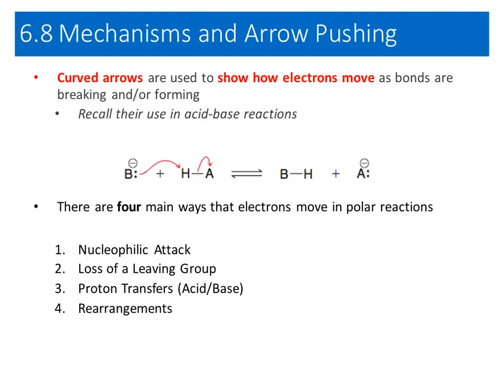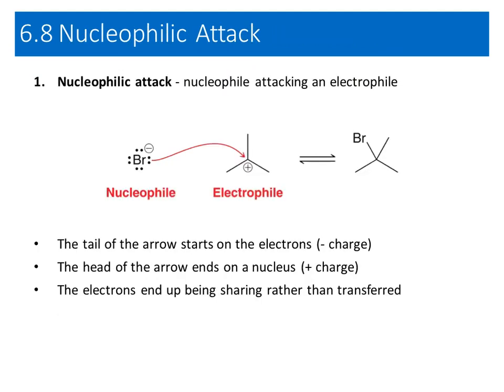Mechanisms again. We show how a reaction takes place using curved arrows, and we show the flow of electrons using those arrows. We used such a thing before in acid and base reactions. We are going to complete our knowledge about the arrow pushing process in this part. There are 4 characteristic patterns that we can recognize while drawing mechanisms. The first pattern is nucleophilic attack, and in this pattern, a nucleophile attacks an electrophile.